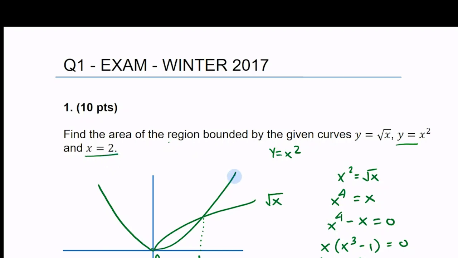Therefore, the line x equals 2 is drawn to the right of that. Now, this isn't to scale, but that's not so important. What's more important is to make sure the line was drawn to the right of this point of intersection. So this is x equals 2. The region that is bounded between all three of these curves would be this region here.